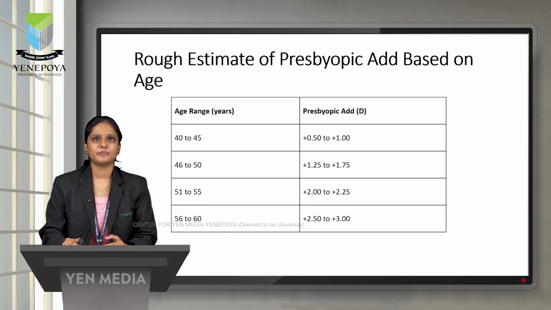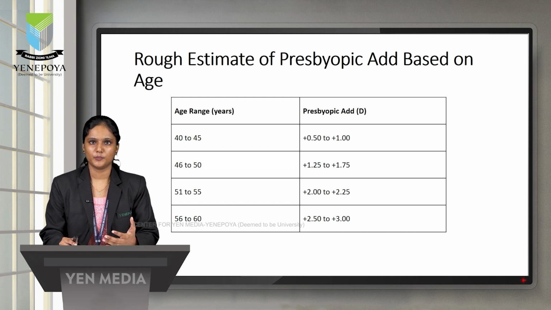And this is the rough estimate of presbyopic add based on age. We start with plus 0.50 to plus 1 diopter between the ages of 40 to 45 years, and as the age increases, the power of the convex plus lenses also increases up to 60 years. After 60 years, we give a plus 3 diopter.